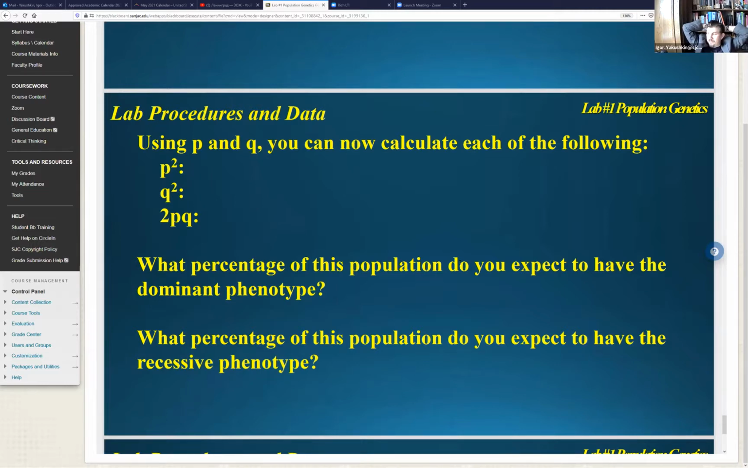I see a couple of ones. Anybody else? 10%, okay. 1%, 10%.